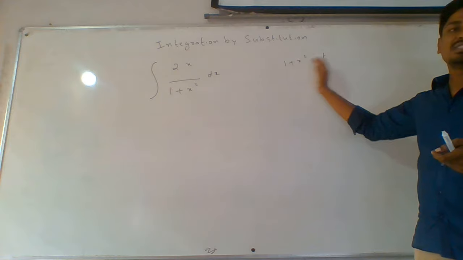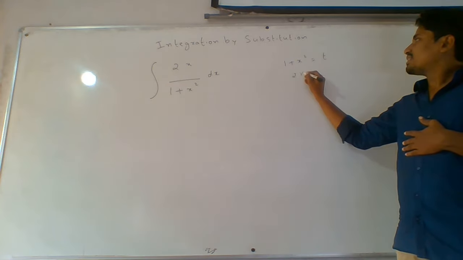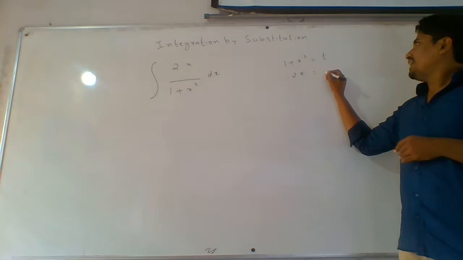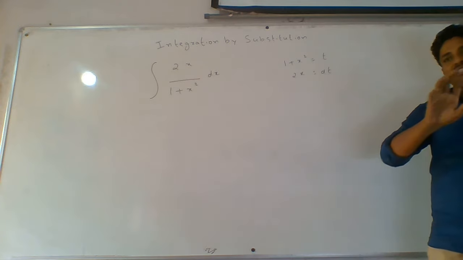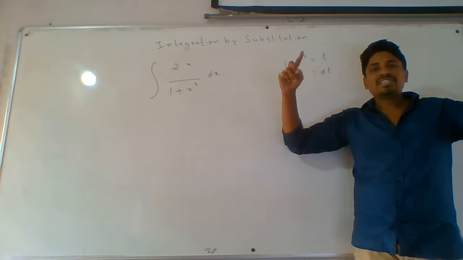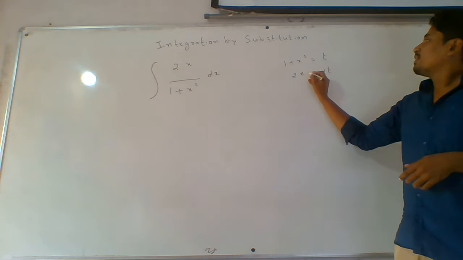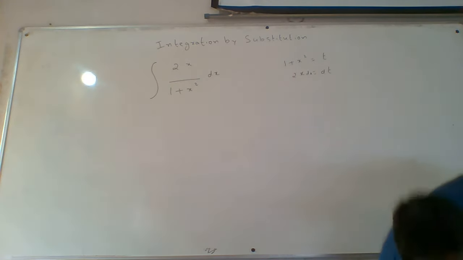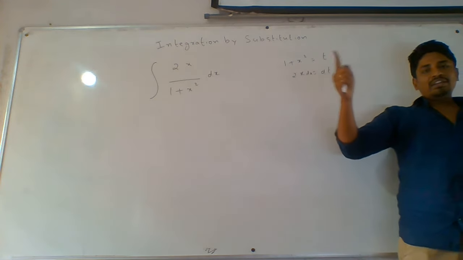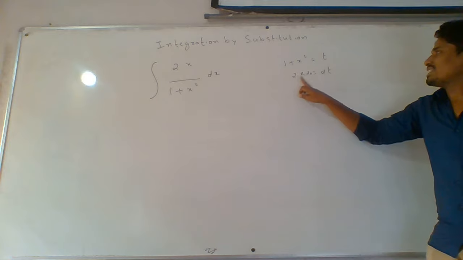Do the derivative on both sides with respect to the variables. The derivative of 1 is 0. What is the derivative of x square? It is 2x. What is the derivative of t? It is dt. Keep in mind that we are doing derivatives on both sides with respect to the corresponding variables. Here the variable is x, so it will be dx, and here the variable is t. So the derivative of 1 is 0, and the derivative of x square is 2x dx.